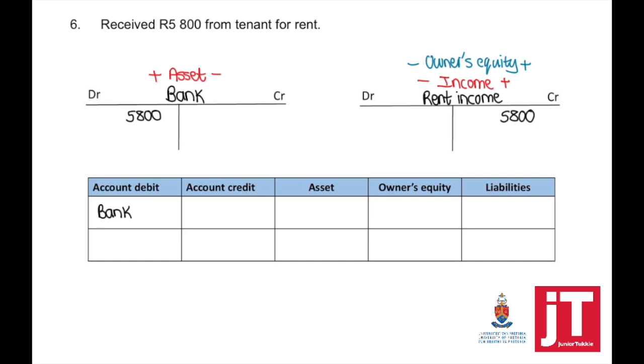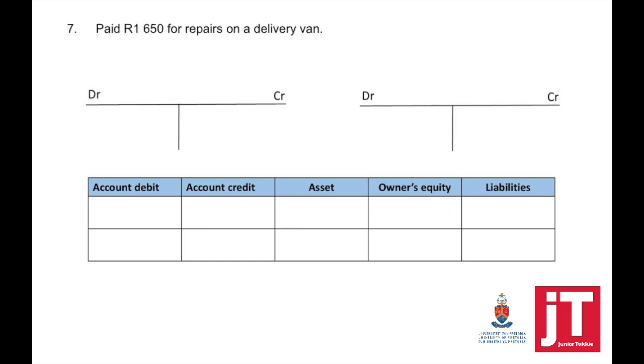On our table, account debited, bank. Account credited, rent income. Assets plus 5,800. Because my income increased, it will have a positive effect on the owner's equity. Nothing happened with your liabilities. Transaction number 7. Paid 1,650 for repairs on a delivery van.